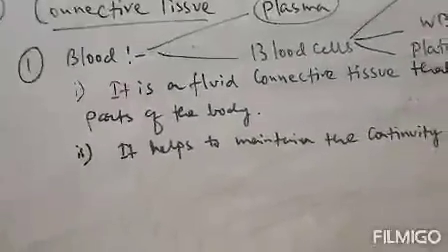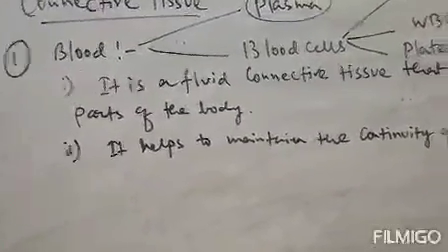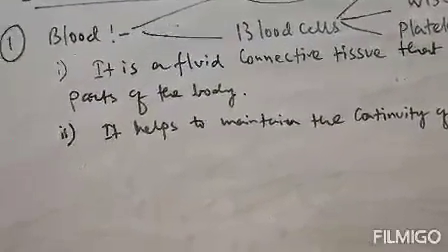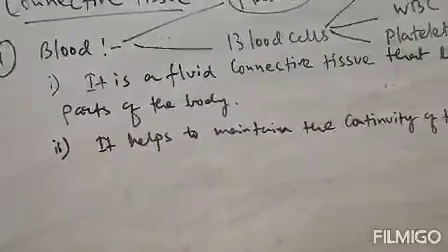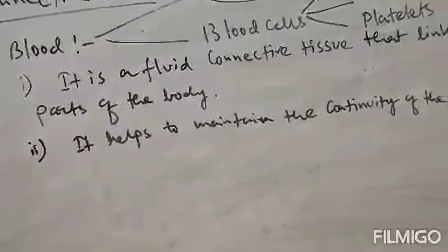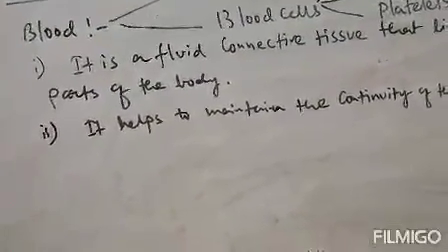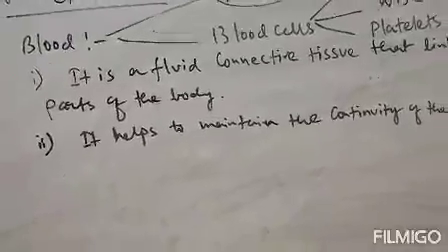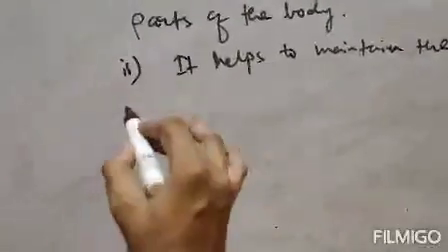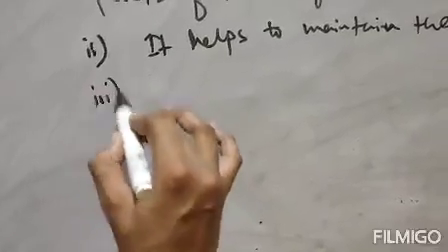As it is a fluid connective tissue, it can transport nutrients, gases, hormones and vitamins to various body parts. And also it carries excretory products from tissues to excretory organs. And also it conducts heat and regulates the body temperature. So that's the function of blood. So just write one by one.